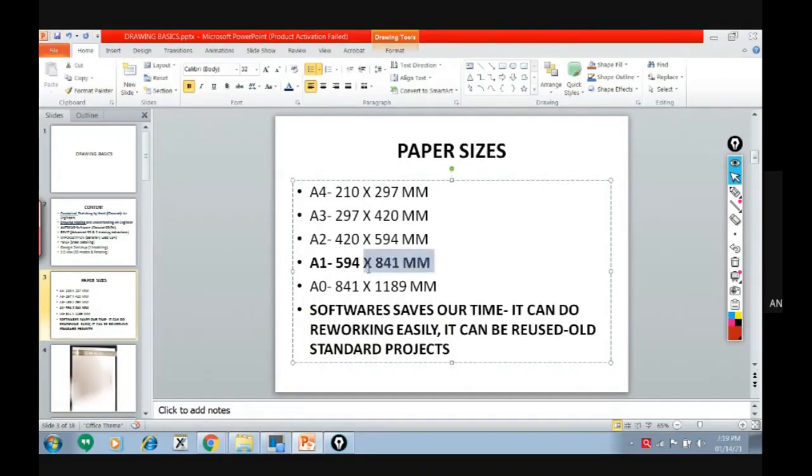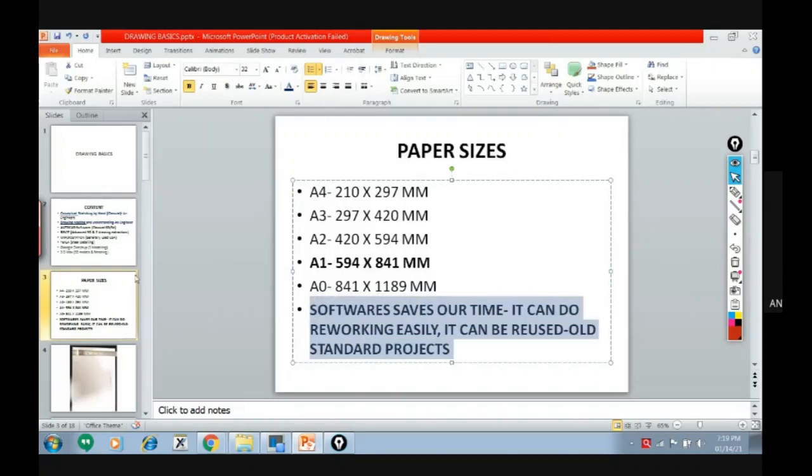So if we do the things on the drawing by pencil and pen, definitely I cannot reuse, because for a new project I need to again do the same drawing from zero. I cannot do the reworking easily because I cannot delete the things. Once I do it by ink pen, then it is finished. We cannot erase it easily. It's very difficult. So that is the benefit of the softwares, and we should know that.